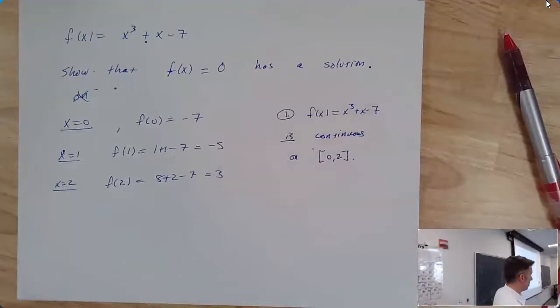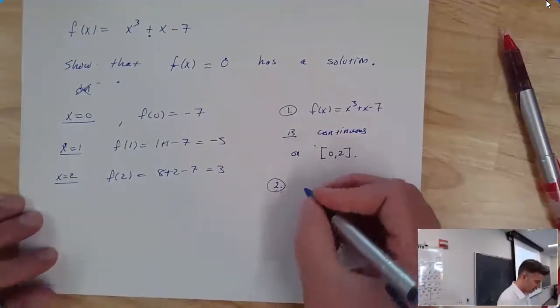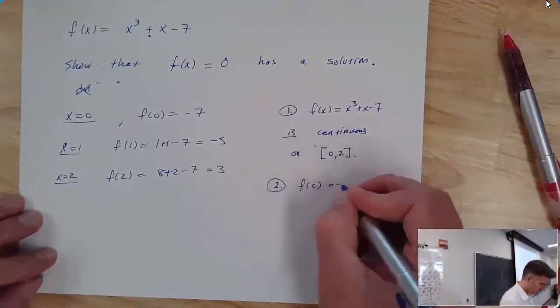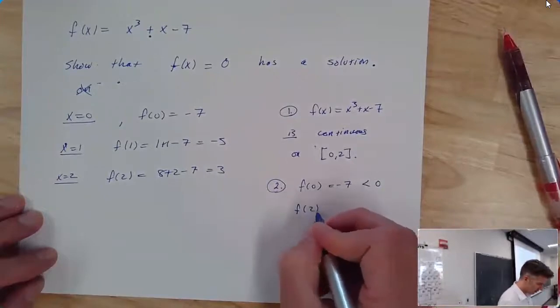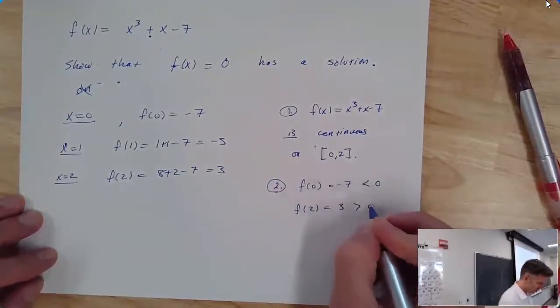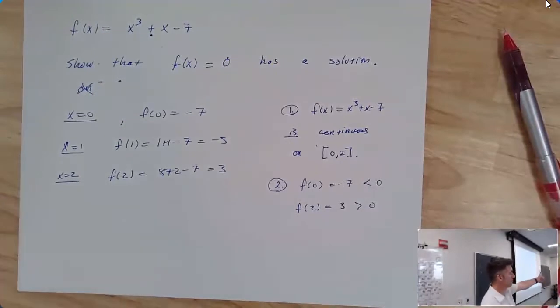Okay, great. Also, we just said that f of 0 is negative 7, which is certainly less than 0. And f of 2 is positive 3, which is certainly greater than 0. So since my function is continuous, and it goes from f of a being negative to f of b being positive, it has to hit every y value in between. Specifically, y equal to 0.